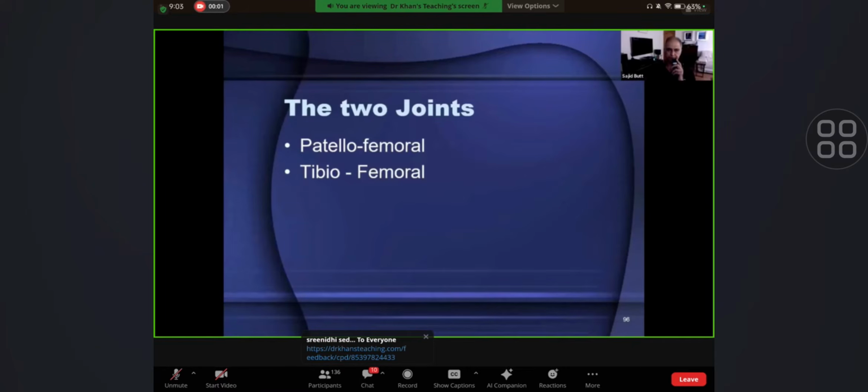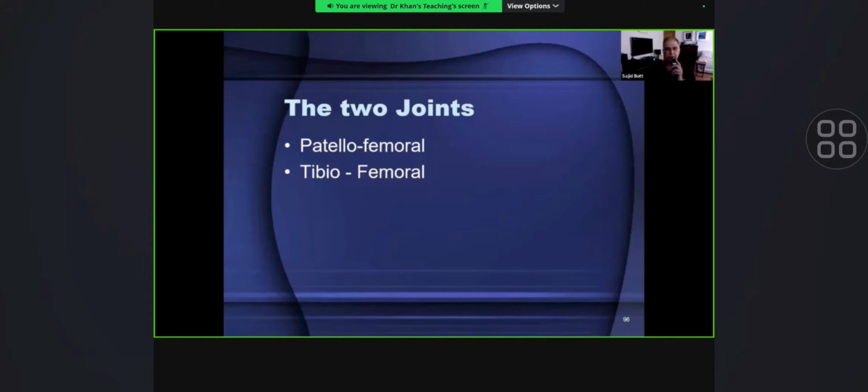The joints, patellofemoral and tibiofemoral. The commonest disease that affects mankind, and by disease we mean something which affects the quality of life, is damage to our cartilage. As we grow old, we tend to lose it. We will end up with a condition called chondromalacia.